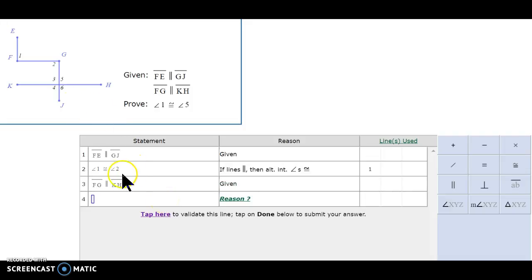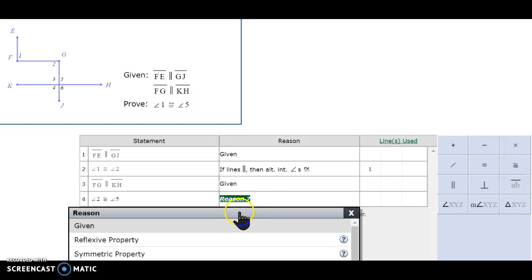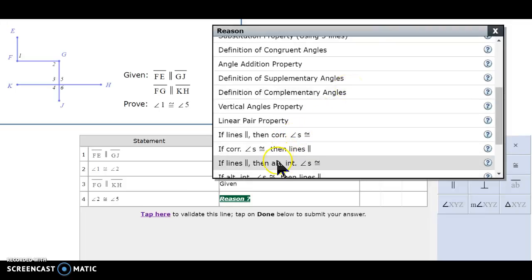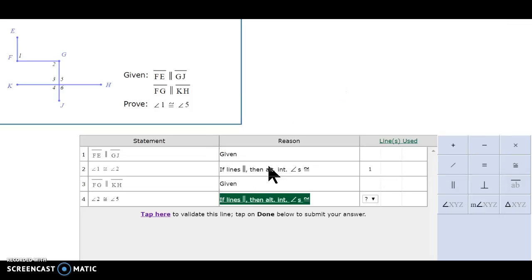Okay, so now I have said FG, KH are parallel. Right? I can say 2 and 5, they are congruent. So angle 2 is congruent to angle 5. And the reason is because we already said that the lines are parallel, so the alternate interior angles. If lines are parallel, then alternate interior angles will be congruent.